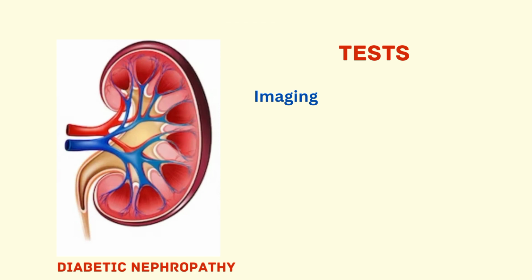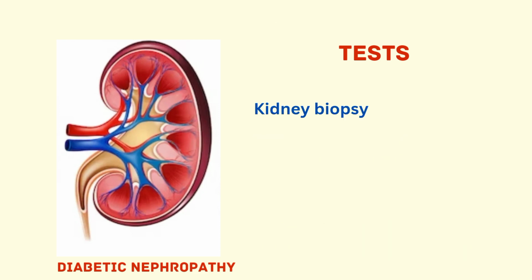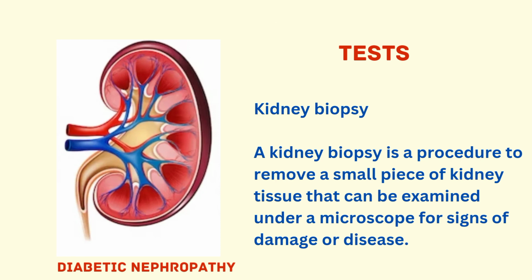The next test is imaging. The doctor may recommend a renal ultrasound, CT scan, X-ray or MRI scan to reveal how blood flows through the kidney or if there is any blockage or narrowing in the blood vessels. Next test is the kidney biopsy. A kidney biopsy is a procedure to remove a small piece of kidney tissue that can be examined under a microscope for signs of damage or disease.